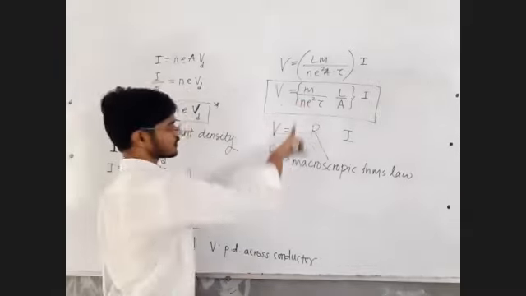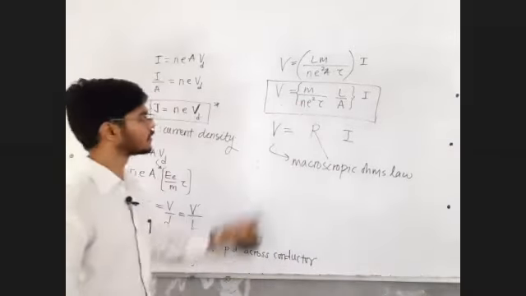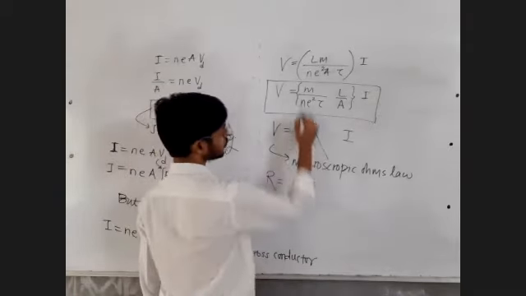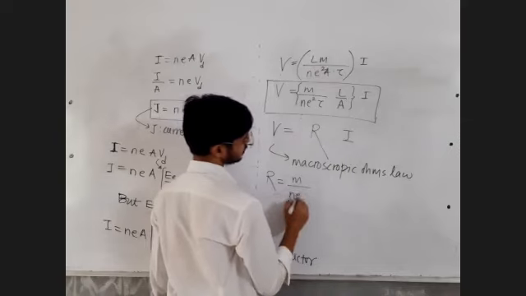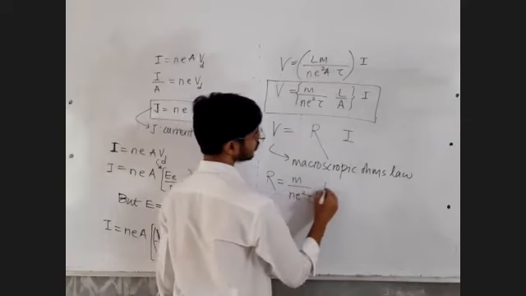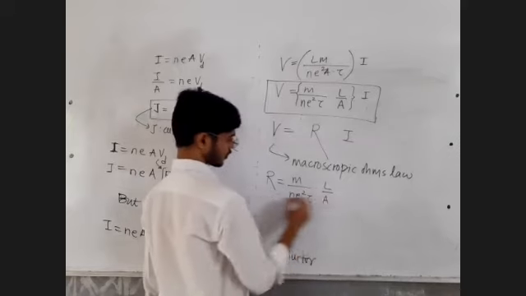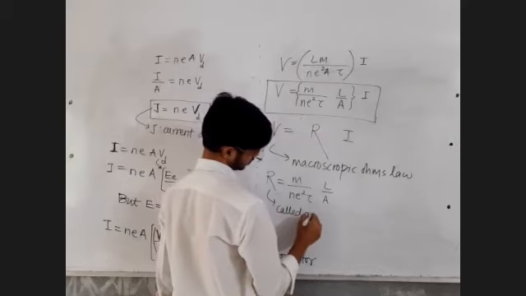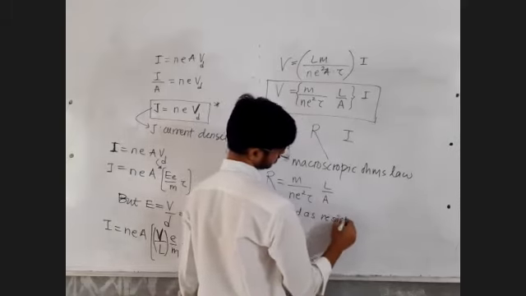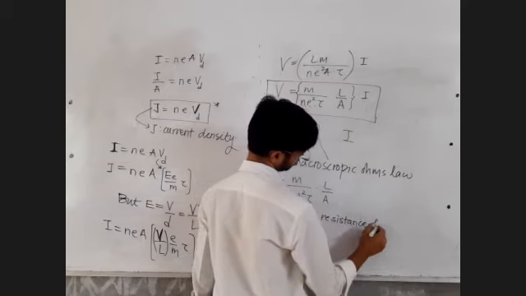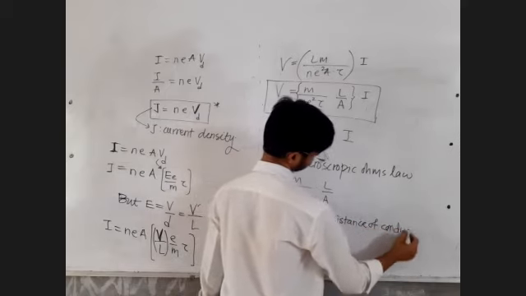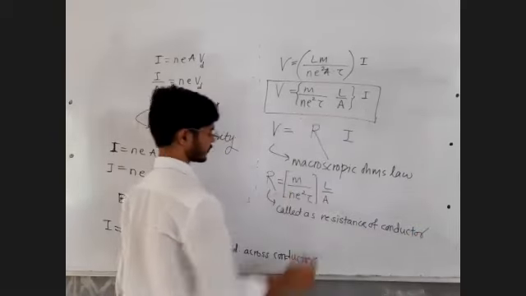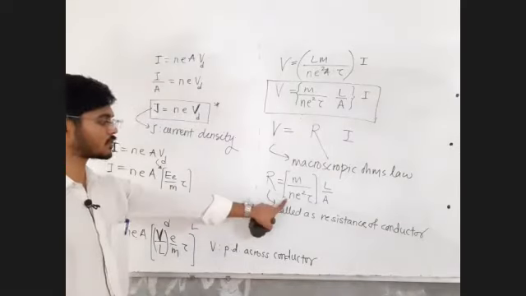First I will deal with the macroscopic, the familiar law. V is equal to I into R. So R is equal to m upon n e square tau into L upon A. This term is called the resistance of the conductor, and this term m upon n e square tau is a constant term for a given conductor.